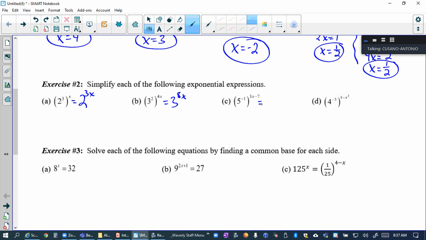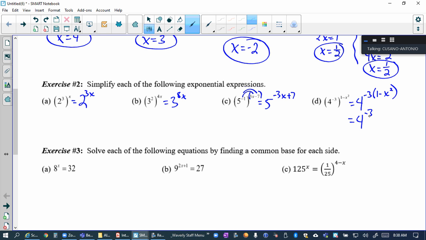Negative 3x plus 7. Yeah, we have to distribute the -1 through there, right? So it'd be 5 to the -3x plus 7. All right? And this last one, let's just write it out: 4 to the -3 times 1 minus x squared, right? So that would actually be 4 to the what? That would be 4 to the third.